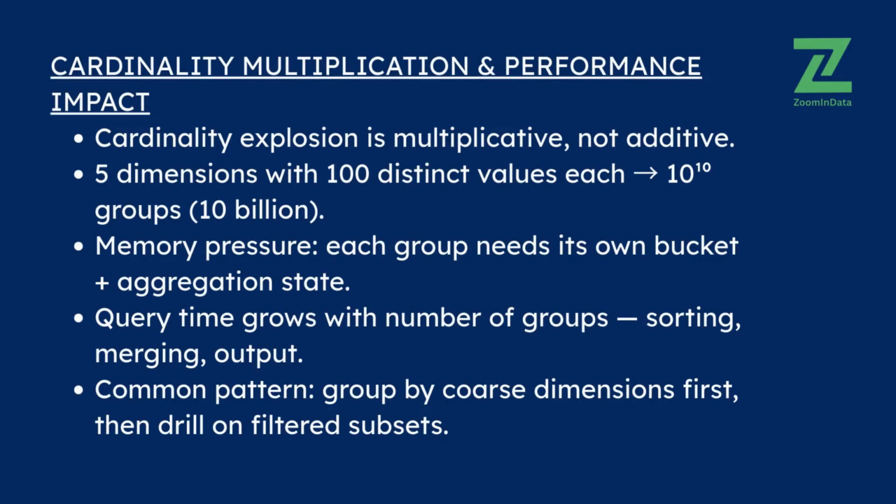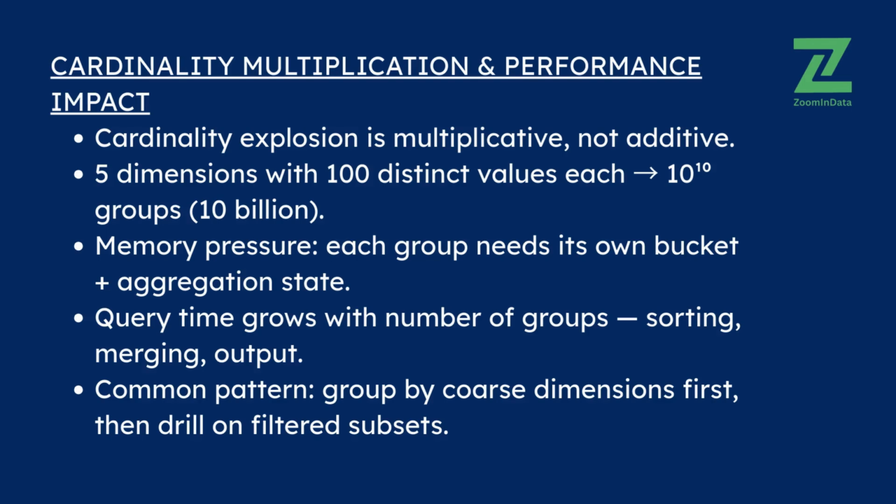Cardinality multiplication is the silent killer here. It's multiplicative, not additive. 5 dimensions with just 100 distinct values each can theoretically produce 10 billion groups. In practice, memory pressure hits first. Each group needs its own bucket plus aggregation state, sum, count, etc. Query time grows with the number of groups, building the hash table, merging partial results, sorting output.